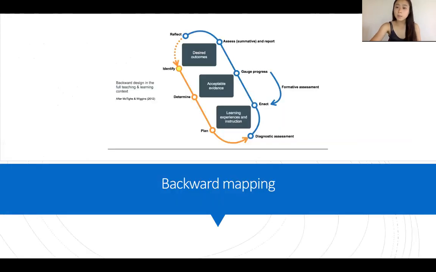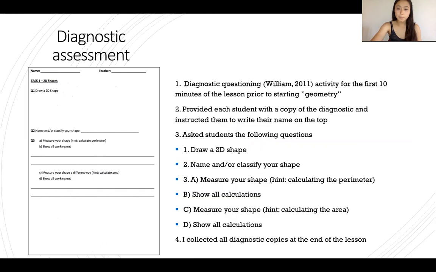So I used backwards mapping to construct my class. I had in mind my desired outcome, and then I backtracked. So I created my diagnostic, and then my formative. I created another formative, to lead into my summative assessment.